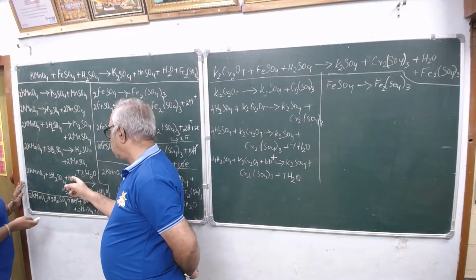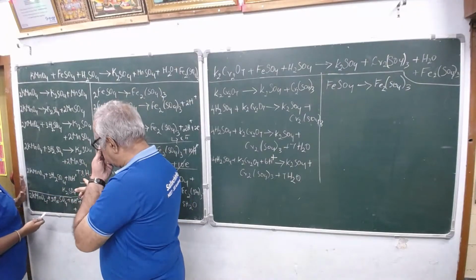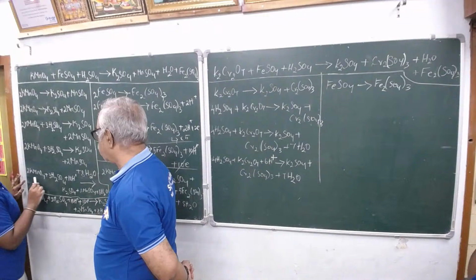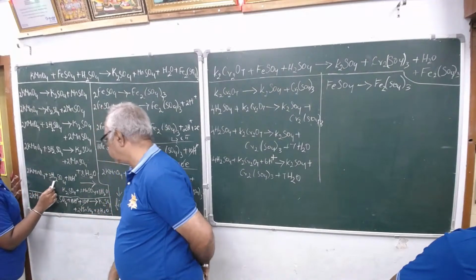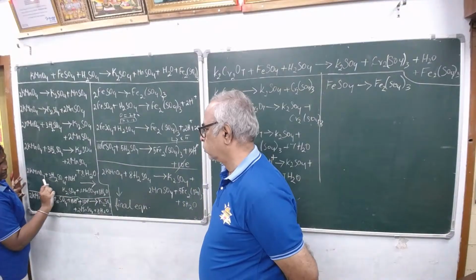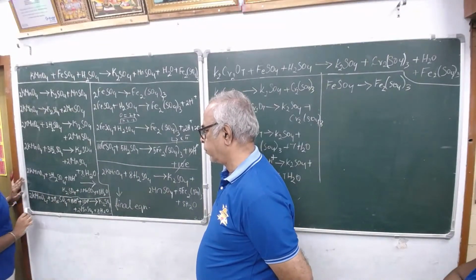So this is 8 into 2, 16, so 16H plus. In that case, we are already having 6H plus, so we need to add 10H plus. So 6 plus 10, 16 H plus hydrogen atoms are coming.